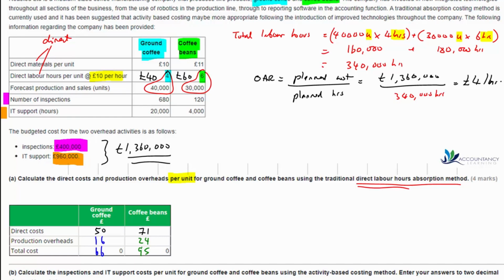And so what we're saying then, every time we make a unit of ground coffee, it takes us 4 hours, and therefore we're going to include a cost of £16. So the plan is that if we make all of these units, we will include all of that cost in our cost of sales. And so that's the idea of the absorption rate, isn't it? We're trying to recognize that we've got these production costs that are not directly linked to a particular unit, and somehow we need to include them in our cost of sales. So we're going to do that based on the number of hours it takes us to make each unit.